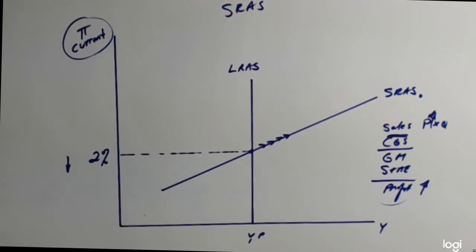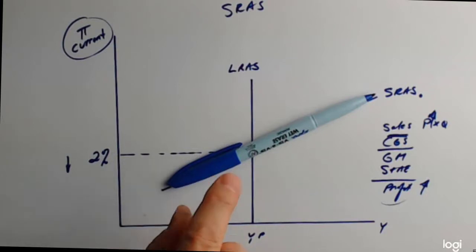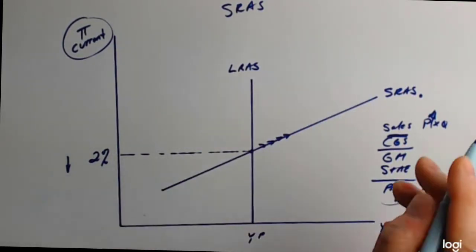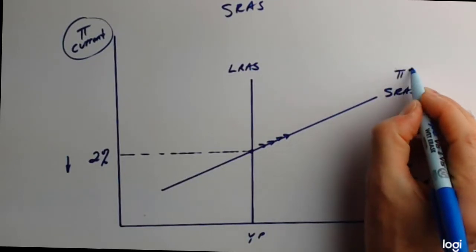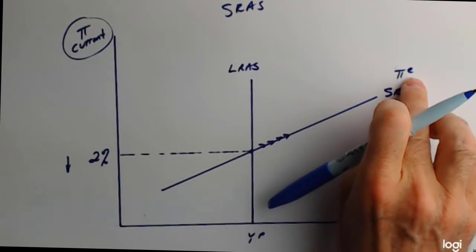Now, let's move on to what are the shifters for this short-run aggregate supply curve. The first thing we want to realize is this curve shifts because this curve right here has embedded in it certain expectations for inflation. It has inflation expectations built into it. And we label that pi E, E for expectations.